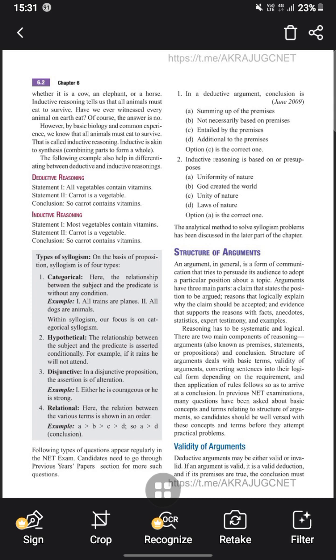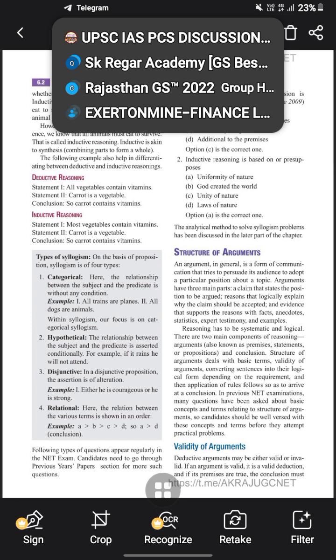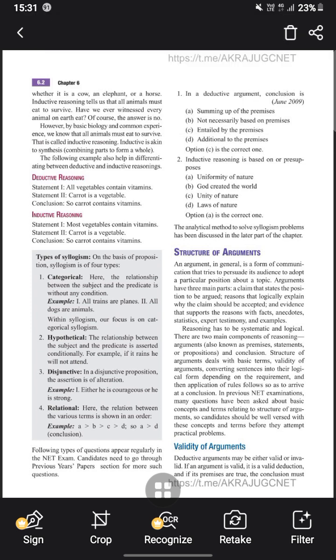Okay. Types of syllogism. Categorical: here the relationship between the subject and the predicate is without any condition. There is no condition. That is the categorical. All trains are planes. All dogs are animals. Within syllogism, our focus is on categorical syllogism.